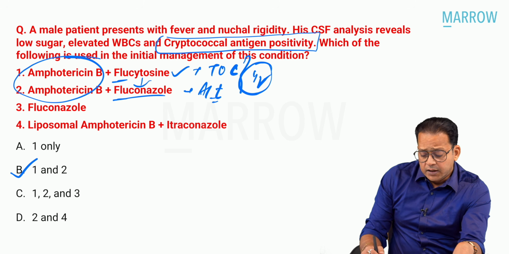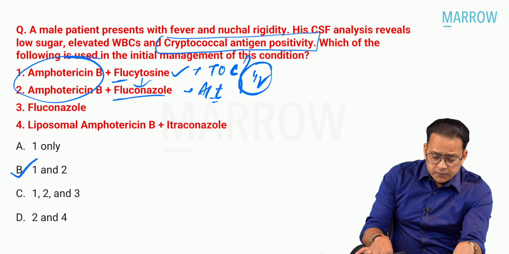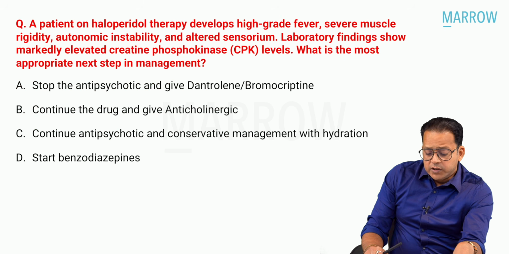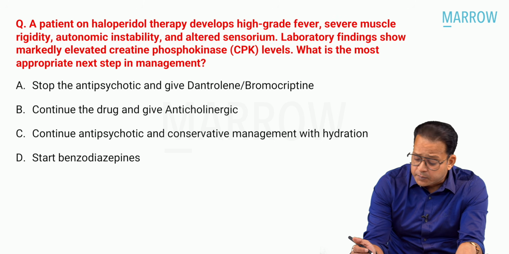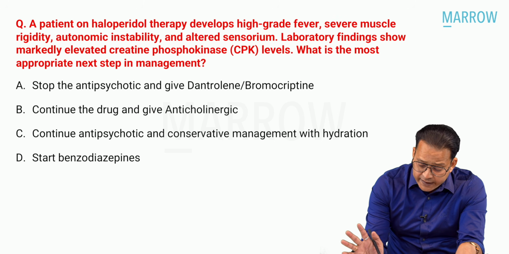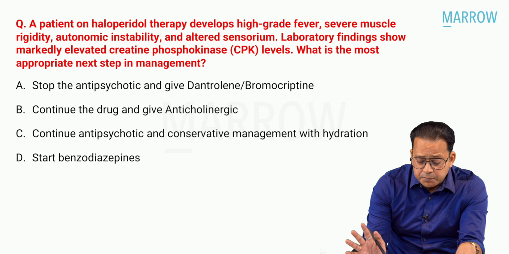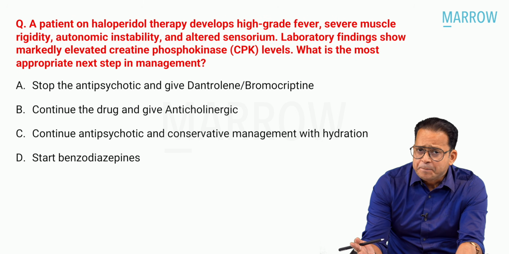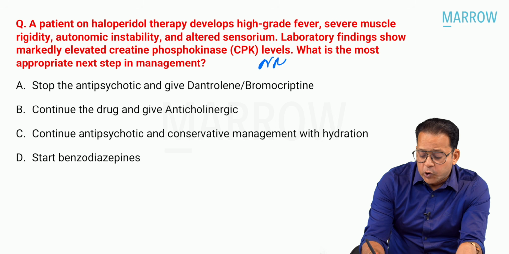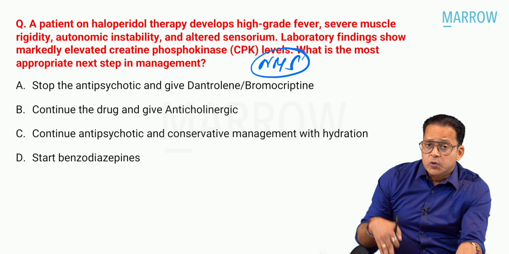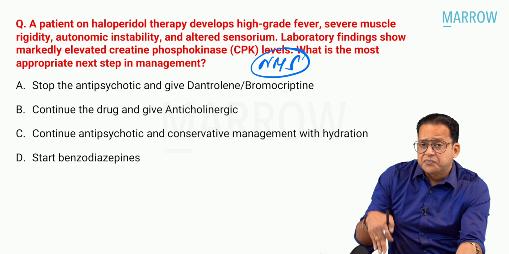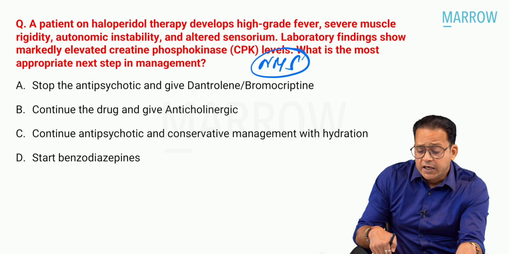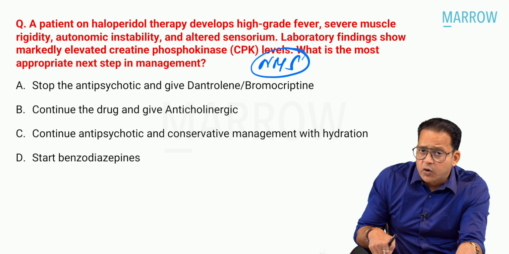Both are correct, right? So here, guys, it's a simple MCQ. A patient on haloperidol therapy develops high-grade fever, severe muscle rigidity, autonomic instability, altered sensorium. CPK is raised. What is the most appropriate next step in management? First of all, the diagnosis. I hope it is not elusive to you guys. It is a case of NMS, neuroleptic malignant syndrome. Malignant syndrome is the only type of extrapyramidal side effect which is fatal in nature. Patient can actually die. So, immediately I have to stop the antipsychotic.